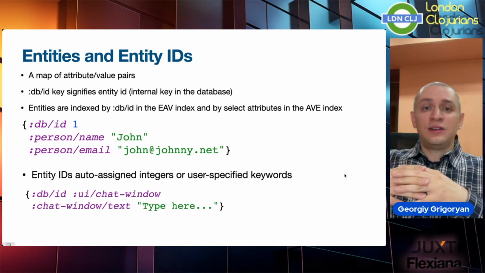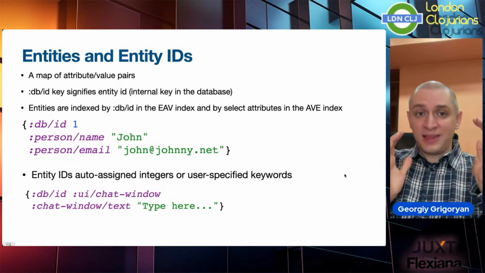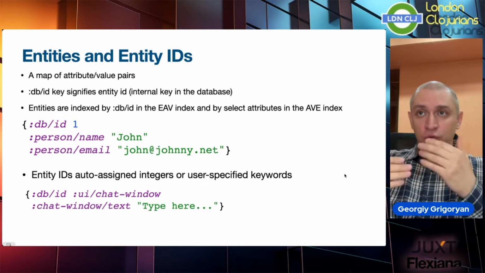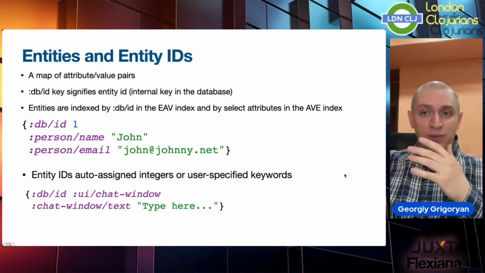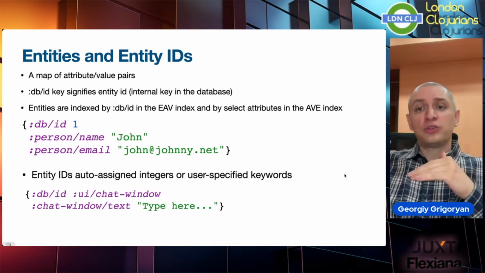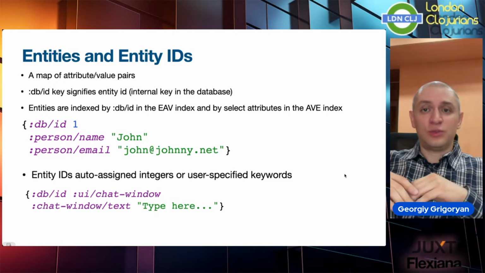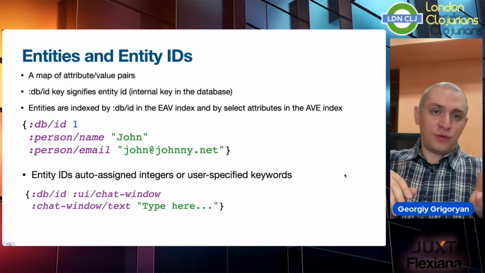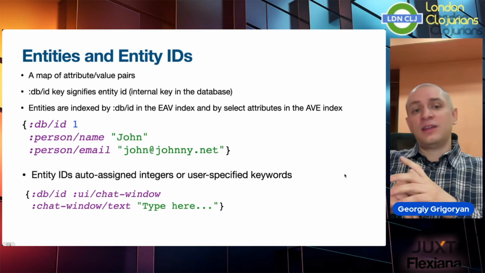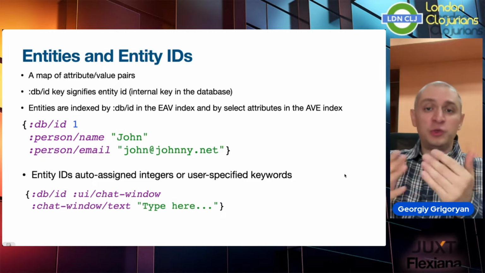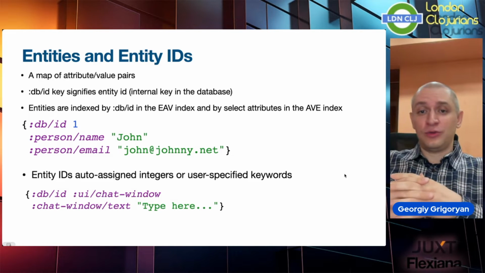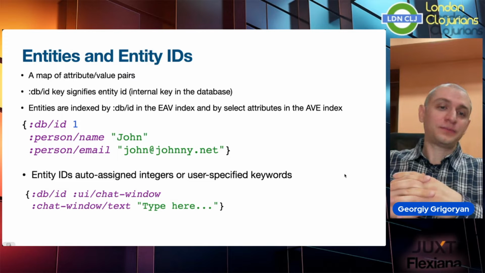And entities are indexed in the EAV index by this DBID key. And then for some attributes that you define, that you need to later maybe query, we also place them in the AV index, which is also a Clojure map. And so this is just what an entity looks like, that first map. And then entity IDs are auto-assigned integers or user-specified keywords. So, I mean, programmer-specified keywords, you're the user of the library.